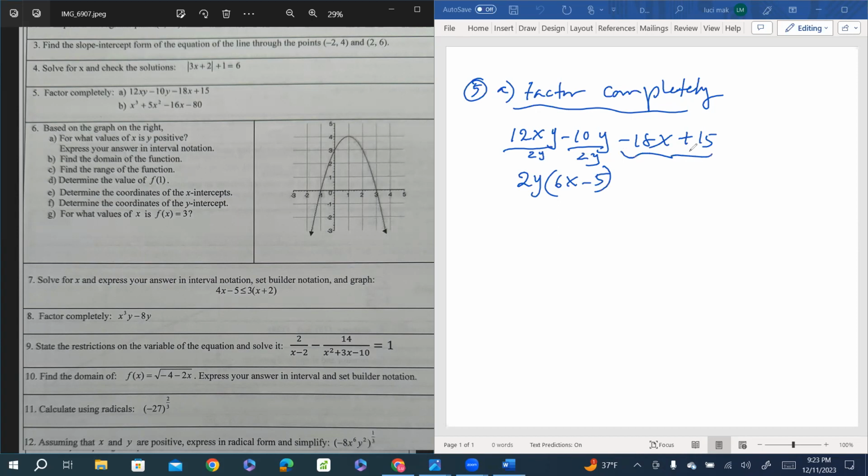For the next 2 terms, because the leading number is negative, we're going to factor out a negative as well as a 3, a negative 3. So now we're going to divide by negative 3. Okay, so let's divide this one by negative 3 as well as this one by negative 3.